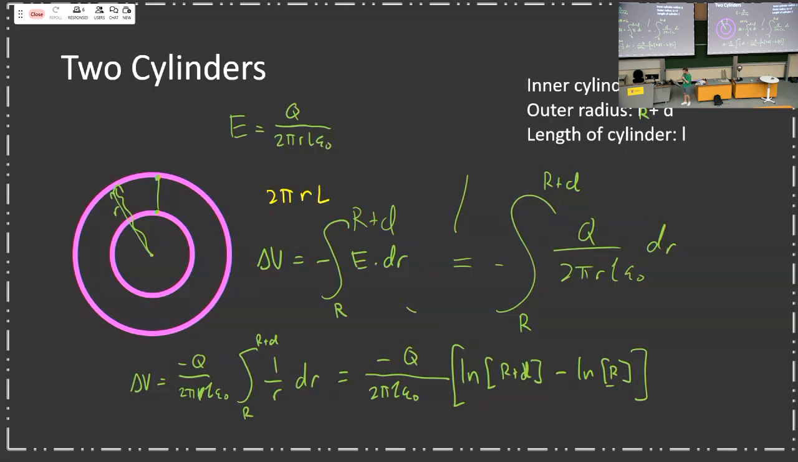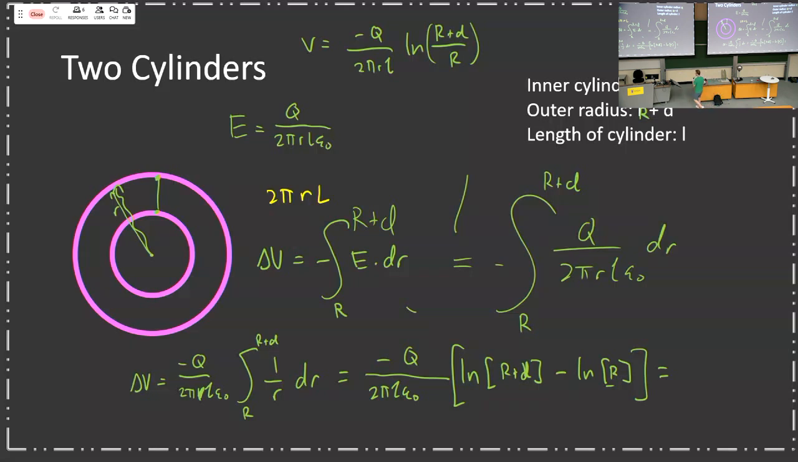So then that's equal to negative Q over 2 pi L epsilon naught, logarithm of R plus D over R, right? That's the voltage between those two. Now, that again was in the lab this week. You had to be able to derive it to get full marks, so hopefully you did, because you've all done the lab, because it was yesterday, right? That was part of the job, to derive that.